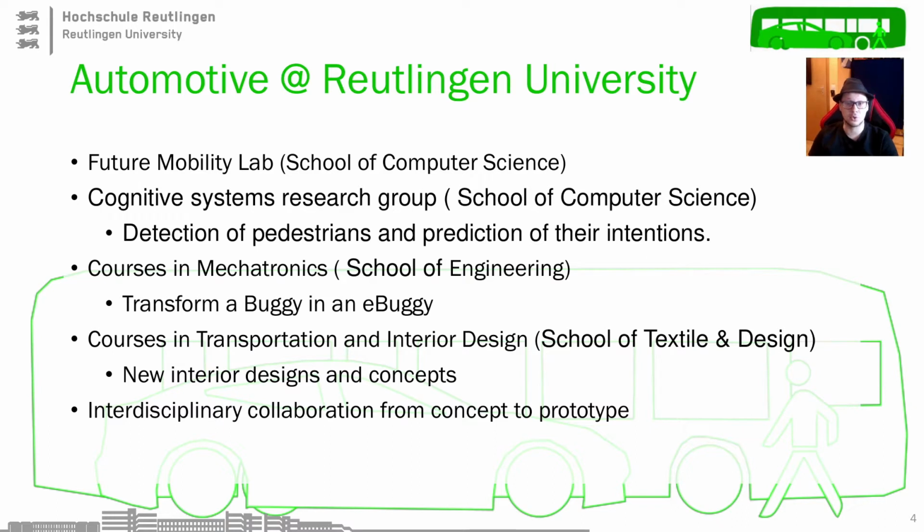The third school is the School of Textile and Design, and they have courses in transportation and interior design, and they are doing new interior designs and future mobility concepts. At the moment we are looking at how we could work interdisciplinarily from a concept to a prototype with these three faculties.